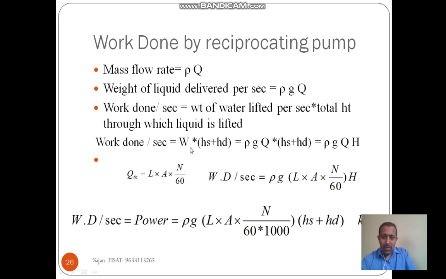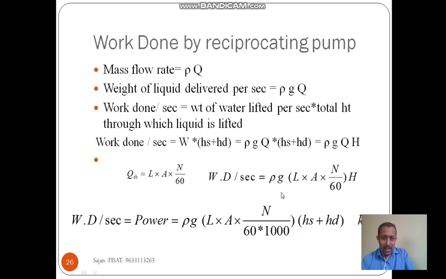So weight W into (Hs plus Hd) is the total height, that is the suction and delivery heads. Weight W is equal to rho g Q, so rho g Q H is the work done per second. Here Q is LN by 60 for a single acting reciprocating pump, so the work done per second is equal to rho g L N by 60 into H.